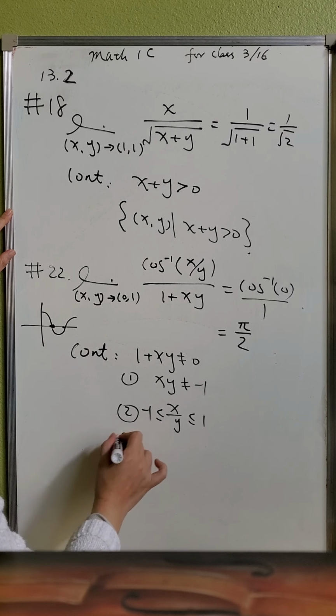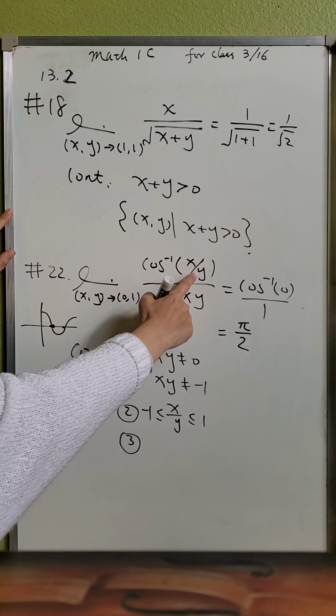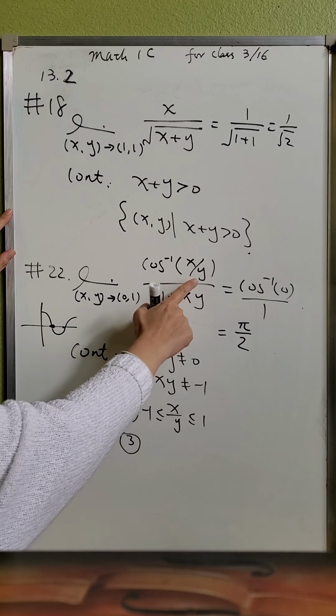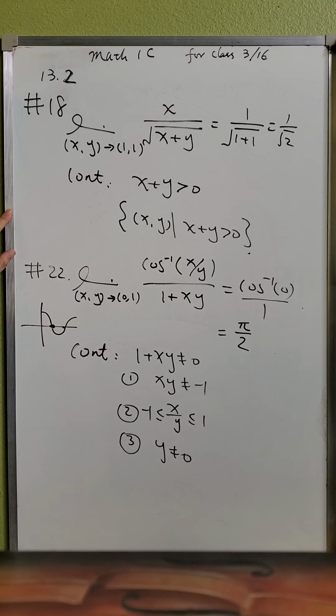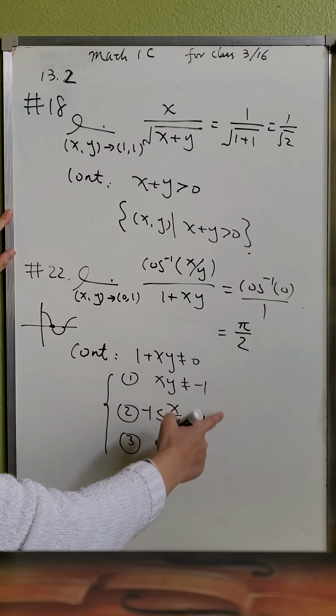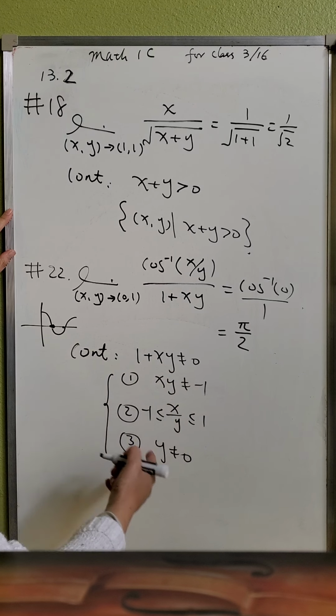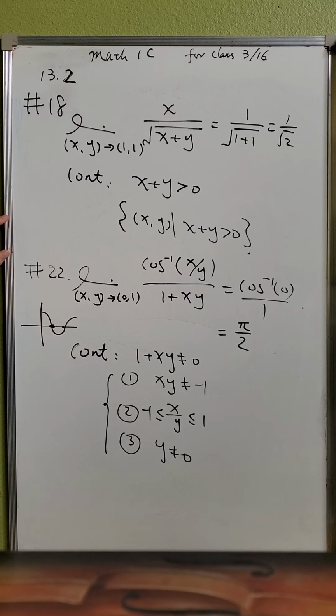The third one we have to consider is what? You cannot have y equals 0 here because if y equals 0, that will be undefined. So y cannot equal 0. So that means there are three things you need to consider. As long as they follow this rule, then this will be continuous. So that's all you need to do for these problems. So that's for the first portion of this lesson.